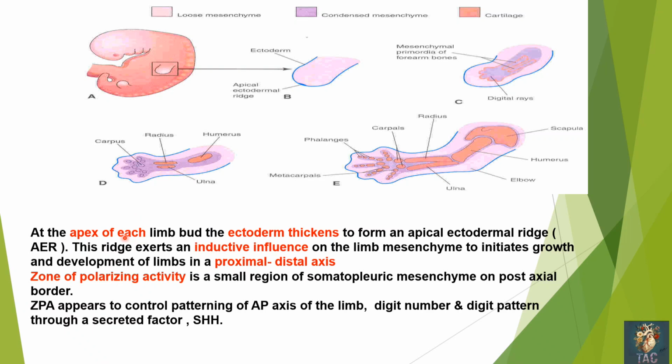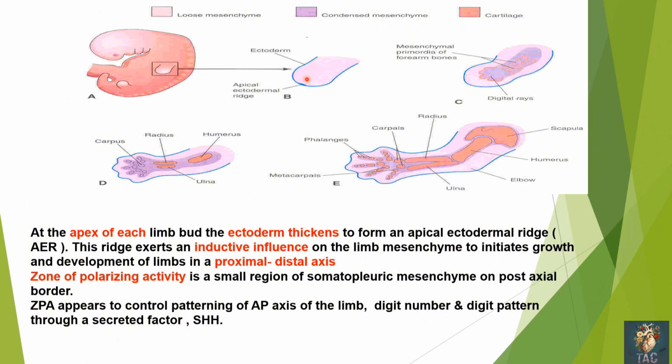So the apex of each limb bud, here again you can see this apex, the ectoderm is thick, it becomes highly columnar, it forms the apical ectodermal ridge. This ridge exerts inductive influence on limb mesenchyme to initiate growth and development of the limbs in the proximo-distal direction. So this is very important.